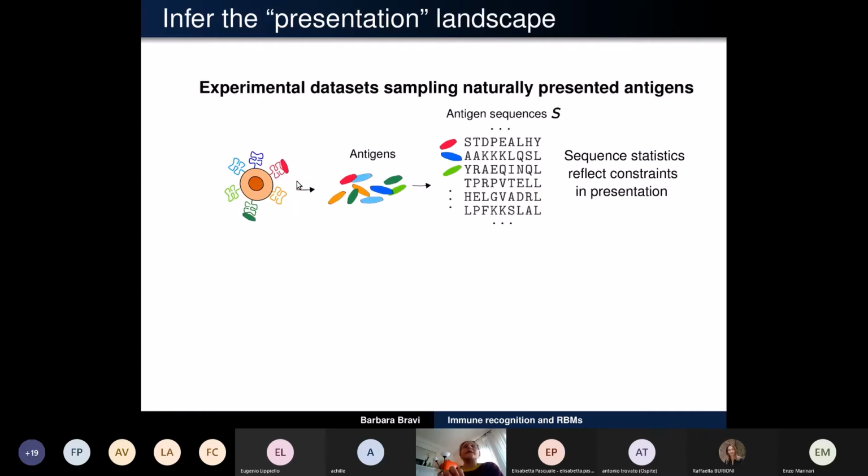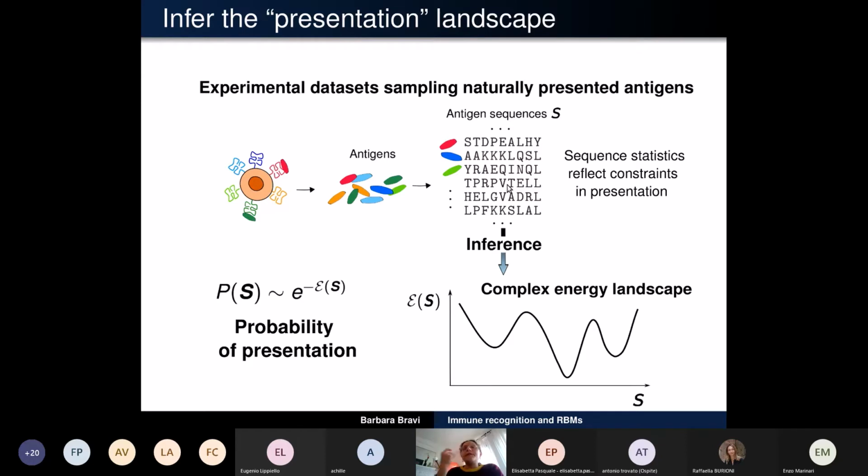So we start from the experimental data sets that sample the thousands of antigens that are presented by the cells, for example, in a tissue. Each antigen is specifically presented by one HLA protein type. And these records, therefore, provide sets of antigen sequences. And as I said, there will be some sequence statistics informative about the effective rules of presentation. That is, what combinations of amino acids are crucial to this binding process to the HLA protein. So the idea is to infer from the statistical patterns a probabilistic model, or in a statistical physics perspective, a complex energy landscape that effectively describes these rules. And the probability that is connected to this energy landscape will be then interpreted as a probability of presentation of a certain short protein.